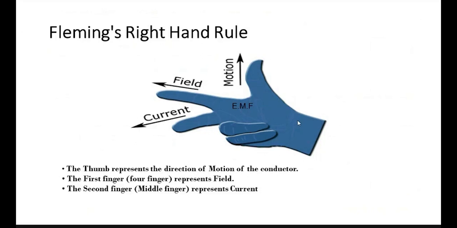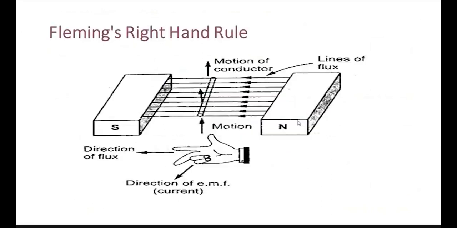Fleming's left hand rule is applicable for the DC motor. Later we'll discuss the left hand rule. Here all the fingers are at right angles to each other, which means all the fingers are at 90° to each other. This is the simple explanation of Fleming's right hand rule.